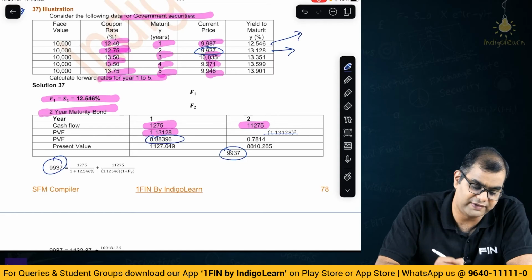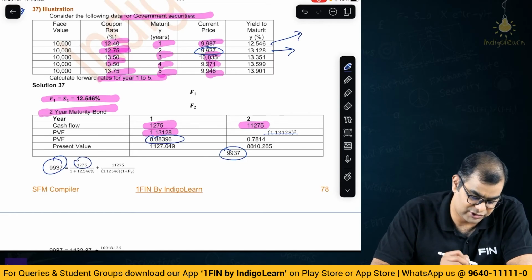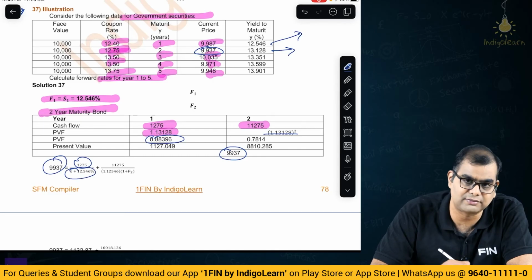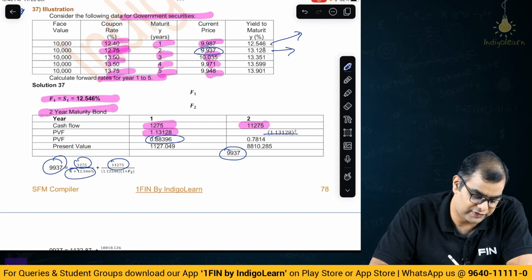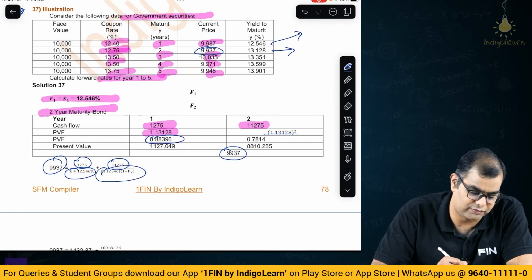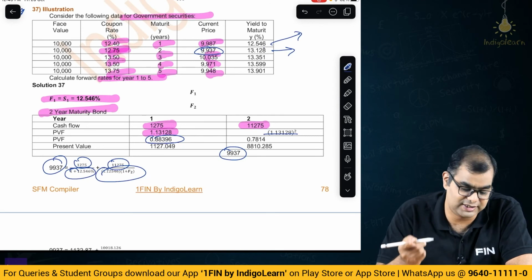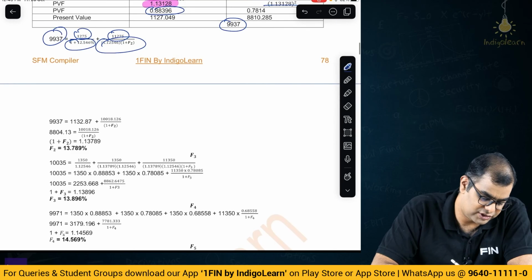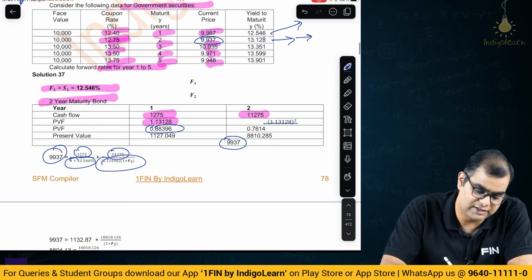One rate is 12.546 and some other rate which you have to find out. So, 1275, which is the coupon, divided by 1.12546, which is the first year rate, plus 11275 divided by 1.12546 into 1 plus the forward rate for the second year, that is the rate applicable from the end of the first year to the second year. You solve for this, and you get a value of F2 which is 13.789. So, 13.789 is the F2.